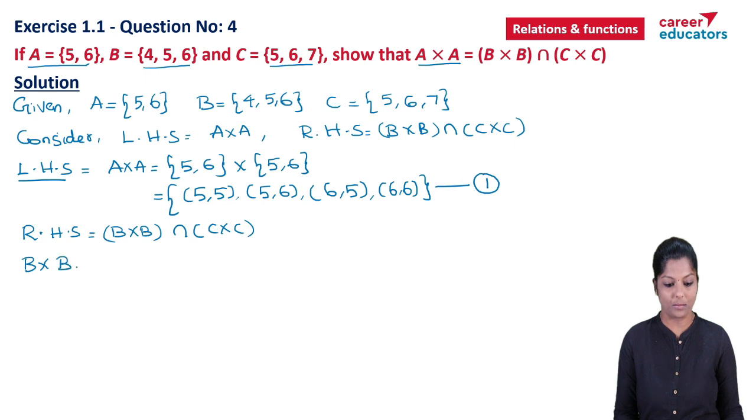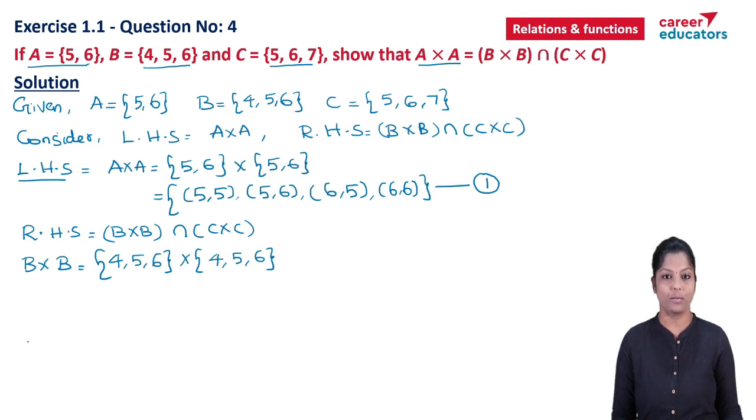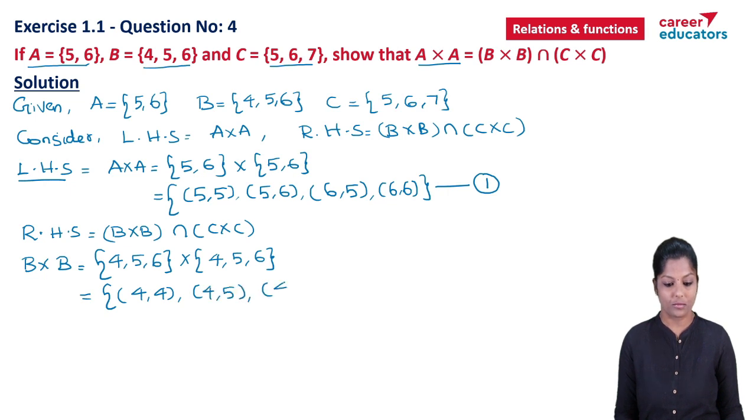B cross B equal to, write all the elements of B, 4, 5, 6 cross, write all the elements of B, 4, 5, 6. To find B cross B, you have to pair each element of B with each element of B. In next step, you have to take the first element of B and pair with all the elements of B. We will get (4, 4), (4, 5), (4, 6). Likewise, we have to do it for the remaining elements of B.